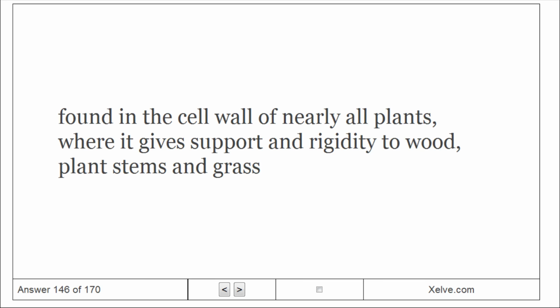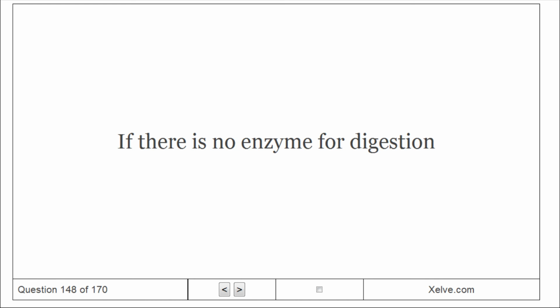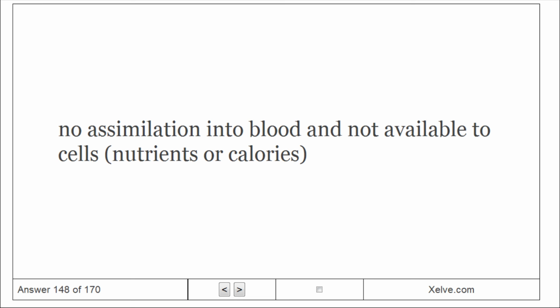Cellulose is found in the cell wall of nearly all plants, where it gives support and rigidity to wood, plant stems and grass. Humans have no enzyme to hydrolyze cellulose. If there is no enzyme for digestion, no assimilation into blood and not available to cells.